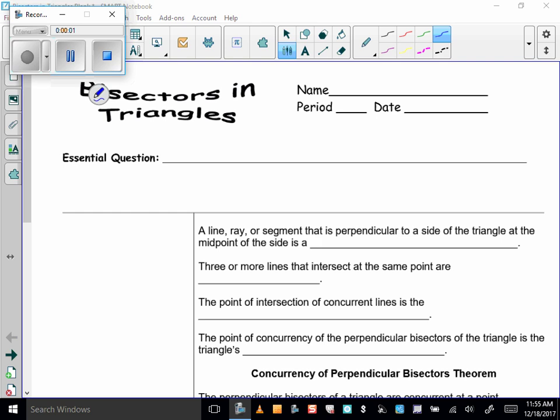You remember how in our last lesson we talked about perpendicular bisectors? This isn't my essential question, so I'm not going to write it there. I know you never write a question, but you really should.